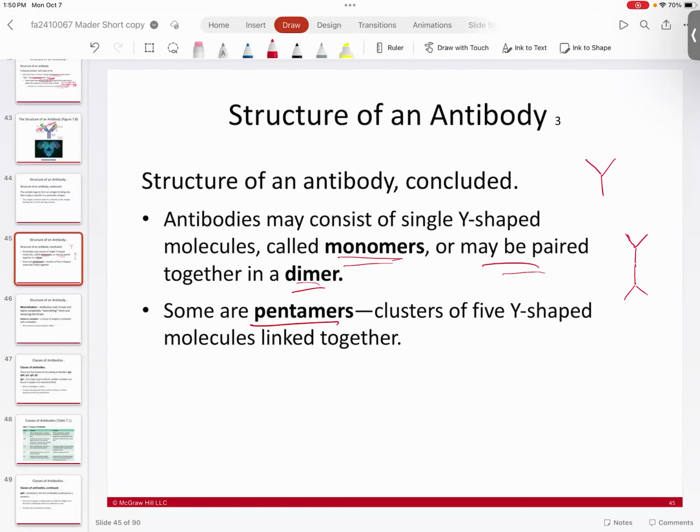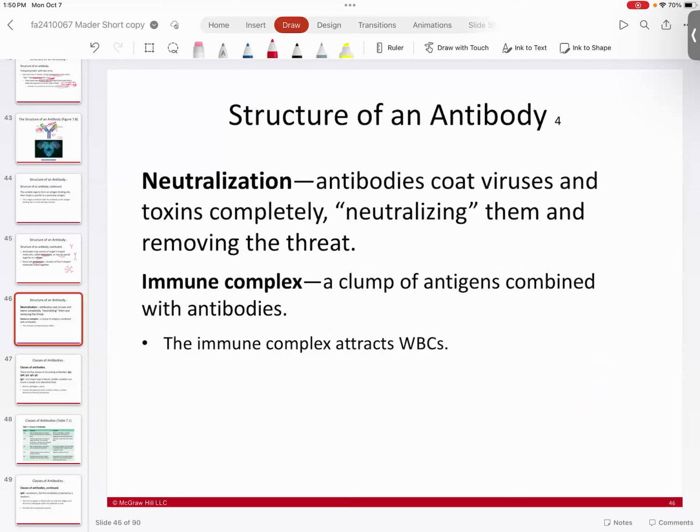Sometimes they can form clusters. For instance, you can have clusters of antibodies that form these little star-like pentamers. We have five of them all together like that. So they can form different types of shapes, and they can be brutally efficient at binding to antigens.